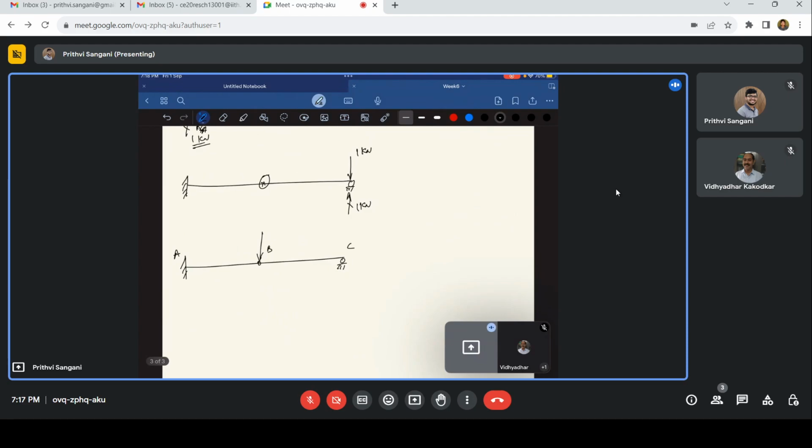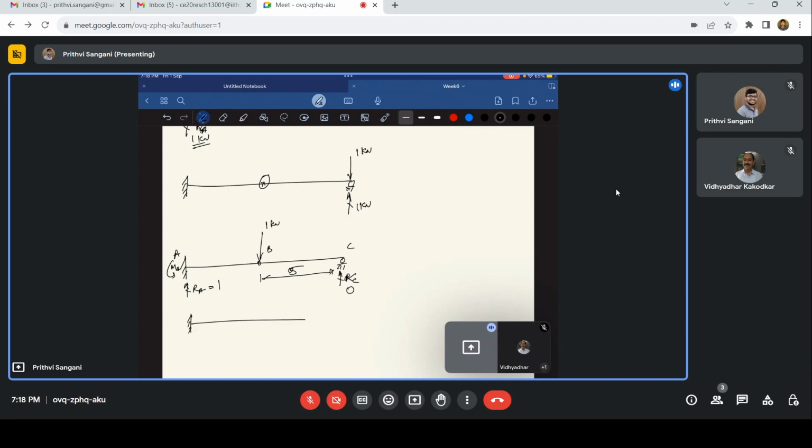What is happening here when I place my unit load at B? We have RC, RA, and we also have MA. So RC times 0 is again 0. Sorry, this is 5, so RC times 5 should be 0. So this is 0, and again RA is 1. If RA is 1, what is happening at B?